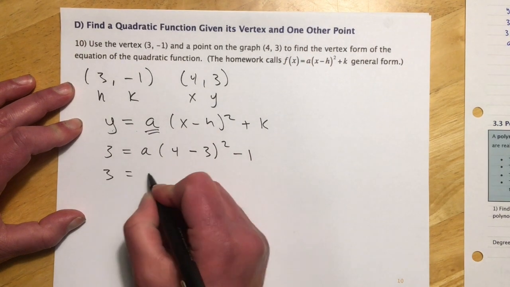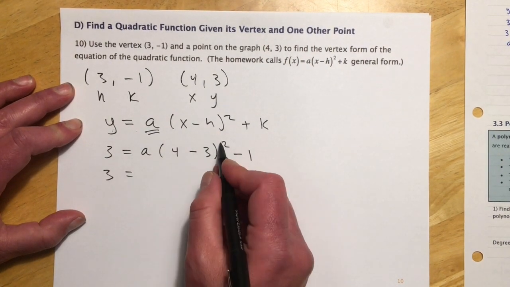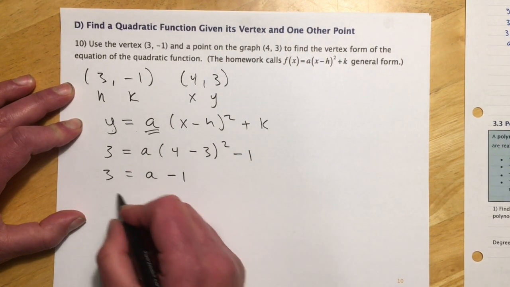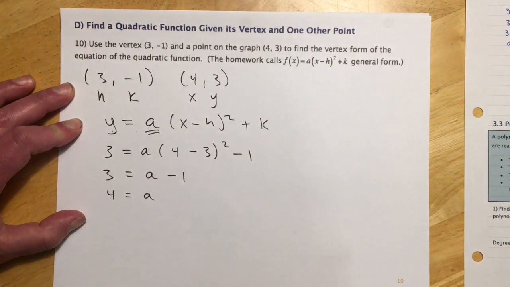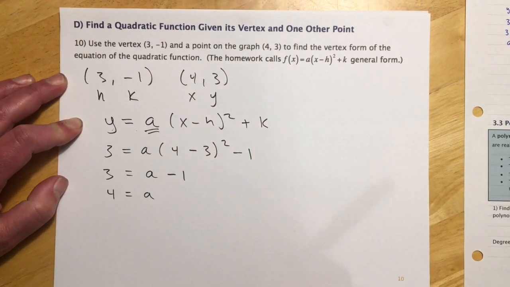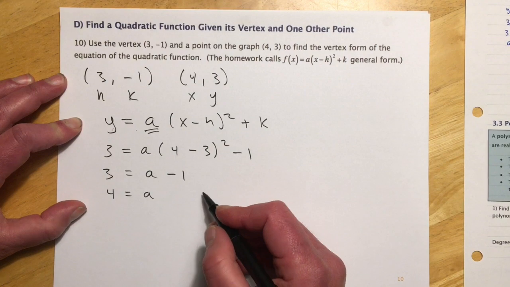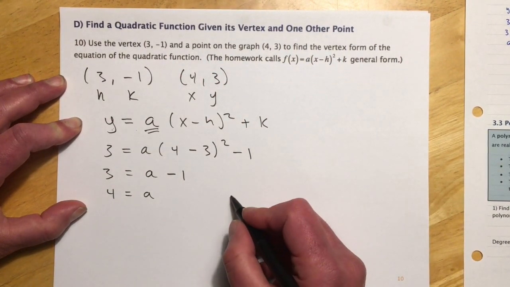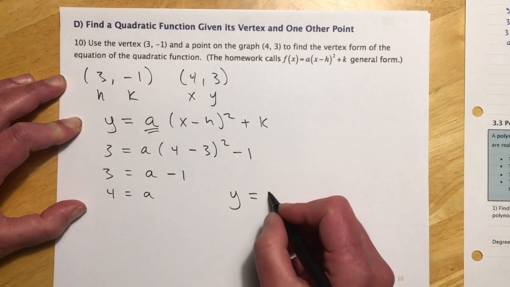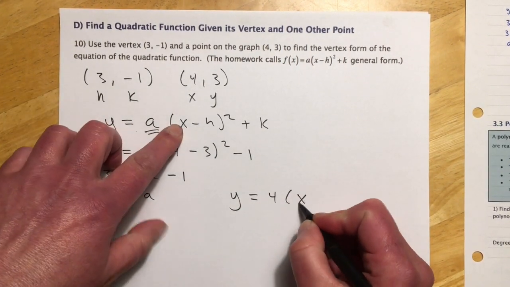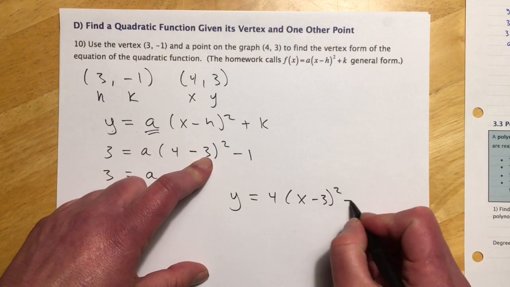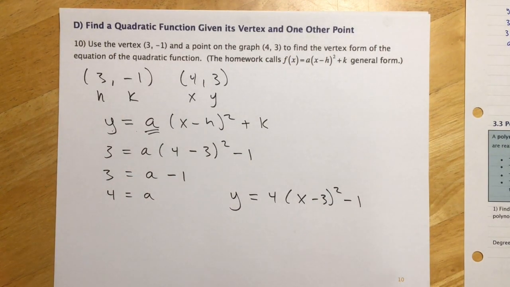So then 3 equals, 4 minus 2 would be 1 squared is 1a minus 1, and then just bring the 1 over, and we have a equals 4. So same as when we found the equation of a line, then we had to write it down with the slope and the intercept. Now we'll just write it down with the h, k and the a. So our equation would be y equals the 4, and then x minus the h, and then plus k, but k happens to be a -1. And that wraps up that very long section 3.2.